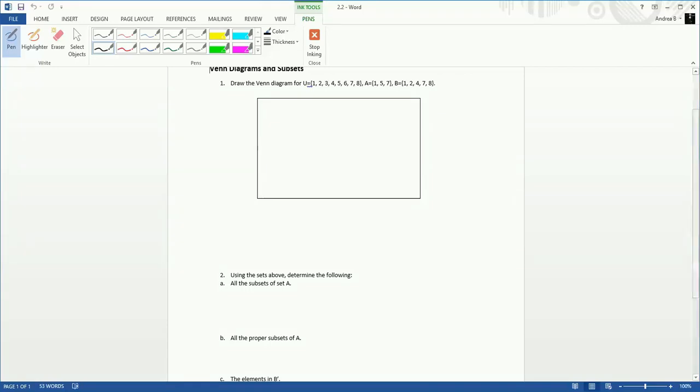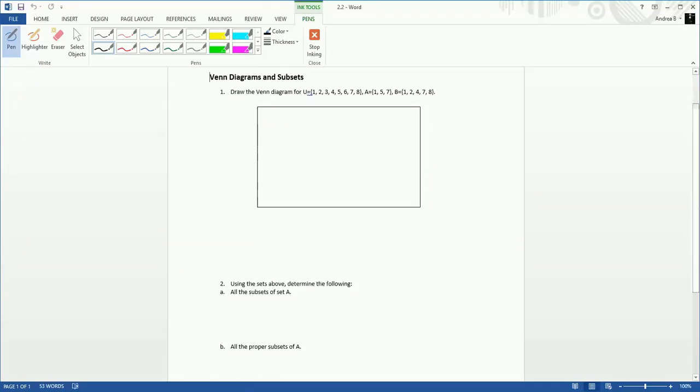Alright, here we have Venn diagrams and subsets that we're going over. So for number 1, draw the Venn diagram for U, which remember represents your universal set. 1, 2, 3, 4, 5, 6, 7, and 8. So that represents all your possibilities for this scenario. And then set A is 1, 5, and 7. And set B is 1, 2, 4, 7, and 8.